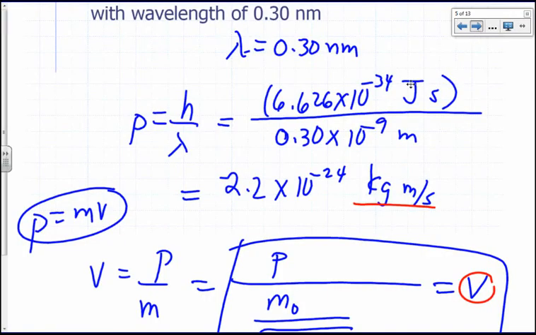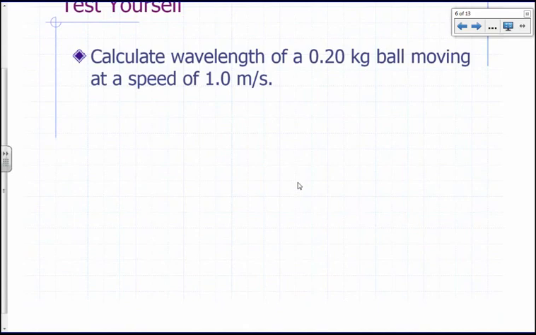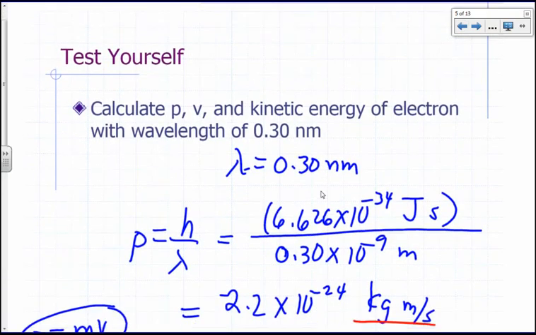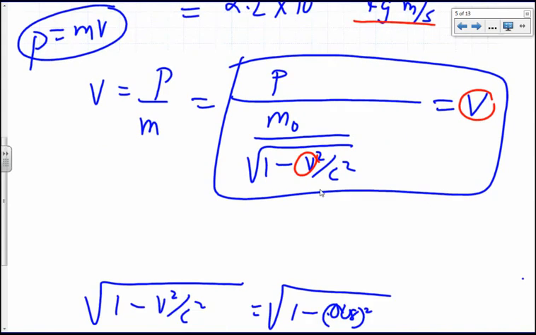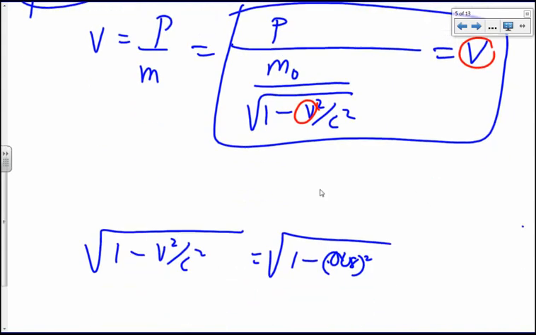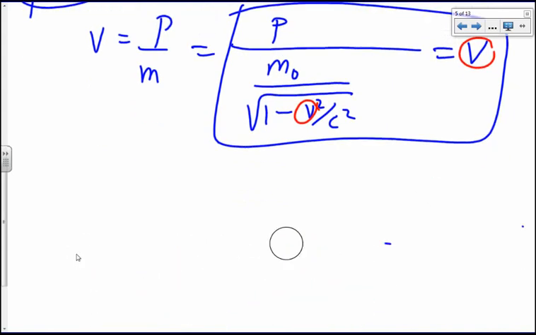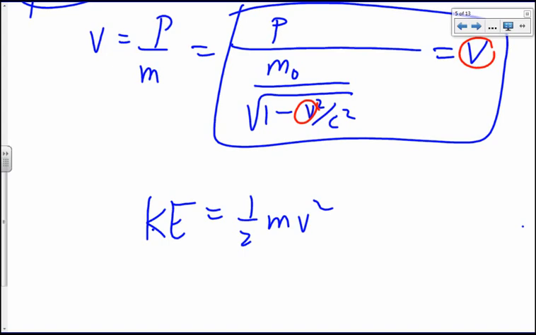So let's continue. Let's try another example. Calculate the wavelength of a 0.2 kilogram ball moving at a speed of 1. I'm sorry. Huh? Oh, kinetic energy would be what? Kinetic energy would just be equal to 1/2 mv squared. Okay. Just plug in your mass and your speed.